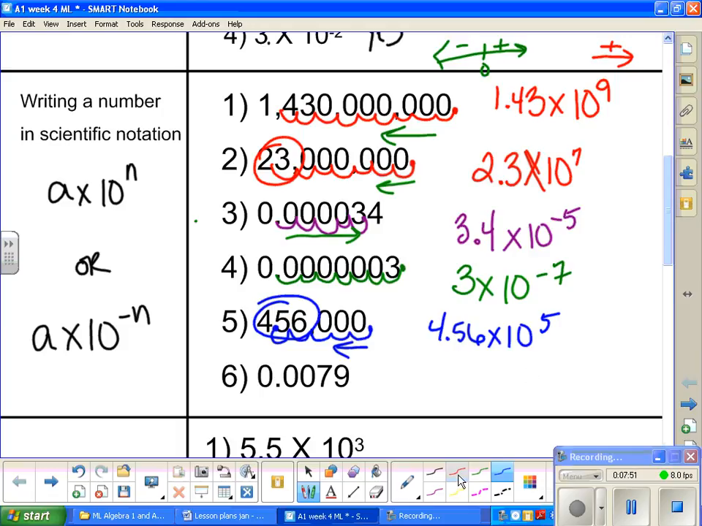Alright, let's look at the next one. Here, I moved my decimal 1, 2, 3. I've moved it to the right, so it's actually 10 to the negative 3, because this number is less than 1, and it's going to be 7.9. Be a good time to pause if anybody has fallen behind.